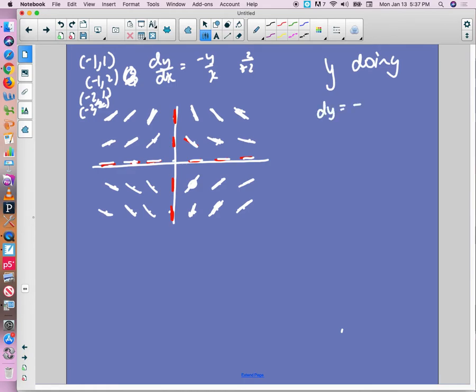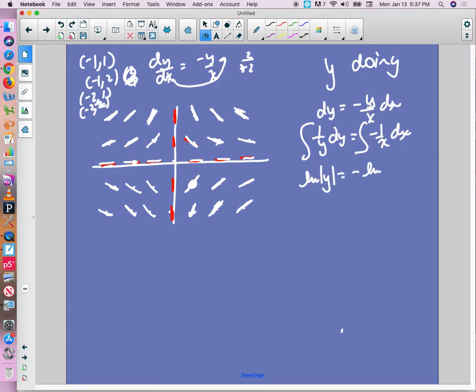Let's separate our variables. You see how I put this over here. Now completely separate your variables. So I want to get y over here, and over here I have -1 over x dx. We'll get better and better at these integrals with the 1 over. This gives me ln y equals -ln x plus c.